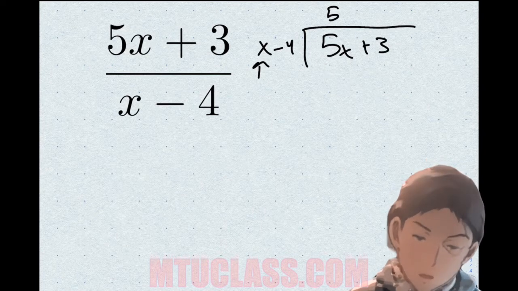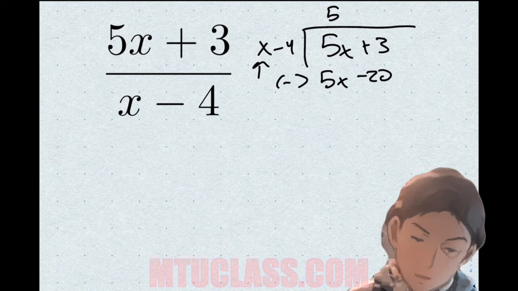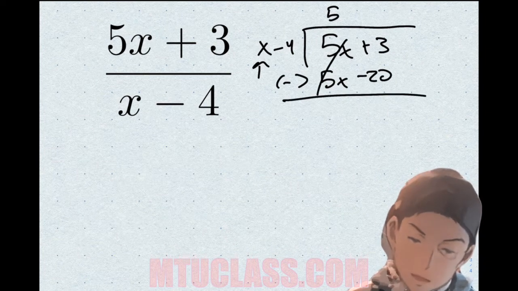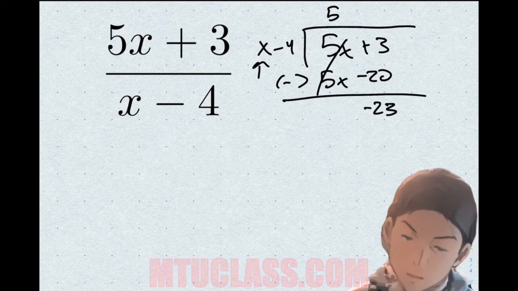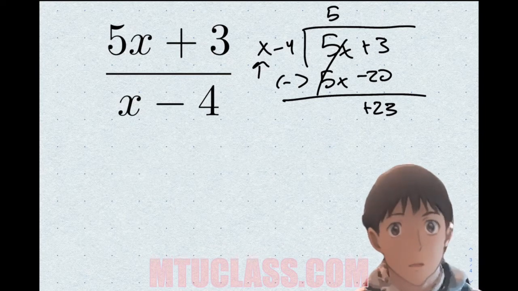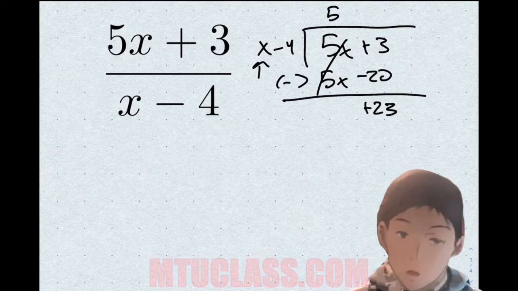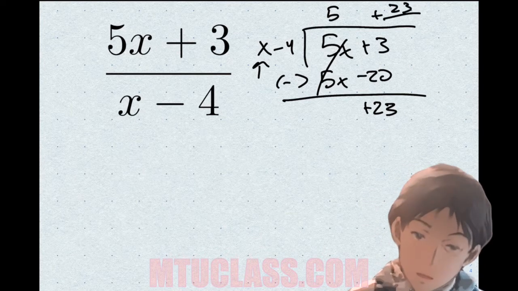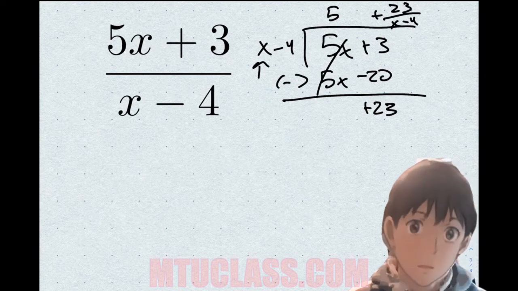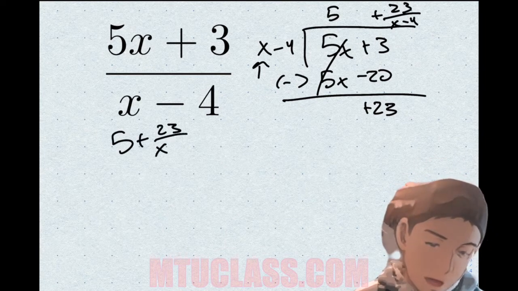All right, so if I'm multiplying everything by 5, it's going to be 5x minus 20, right? I'm going to subtract this. It's going to be 0. This cancels, and then I'm going to get negative 23, or excuse me, positive 23. Okay, now does the x go into the 23? No, it does not. So if the x doesn't go into the 23, then I just have plus 23 over x minus 4. Okay, so again, my answer is 5 plus 23 over x minus 4.